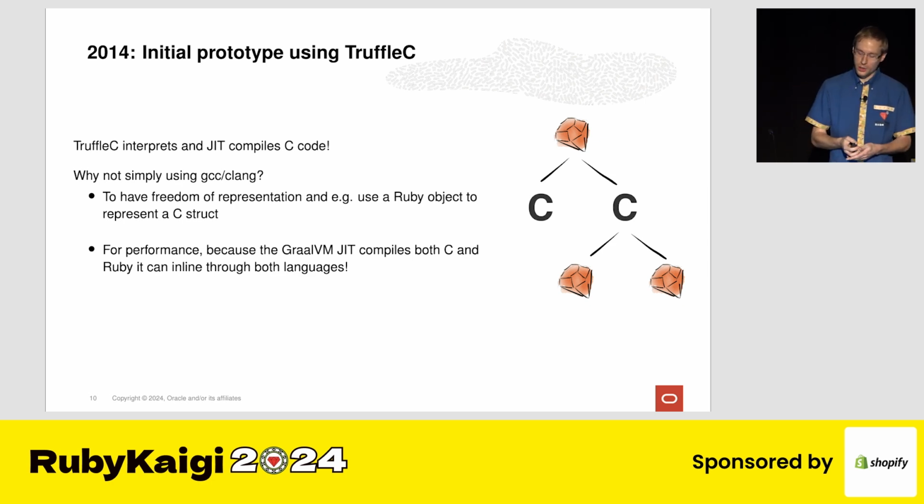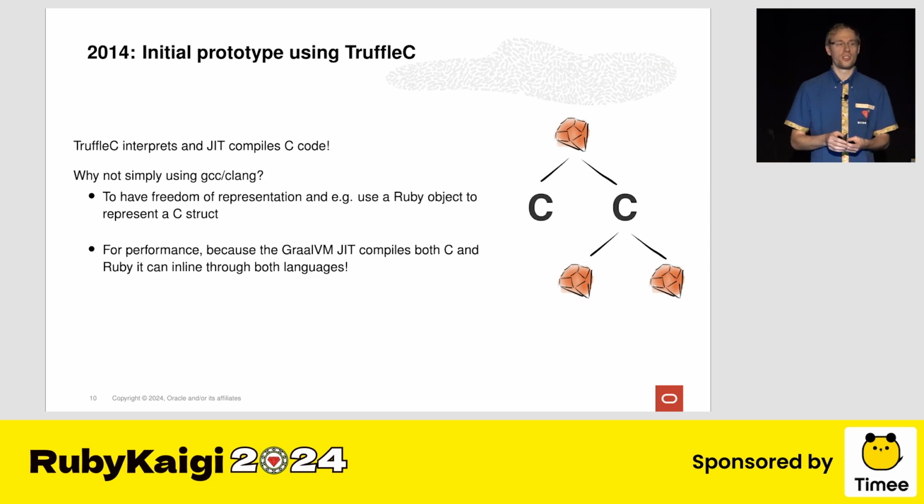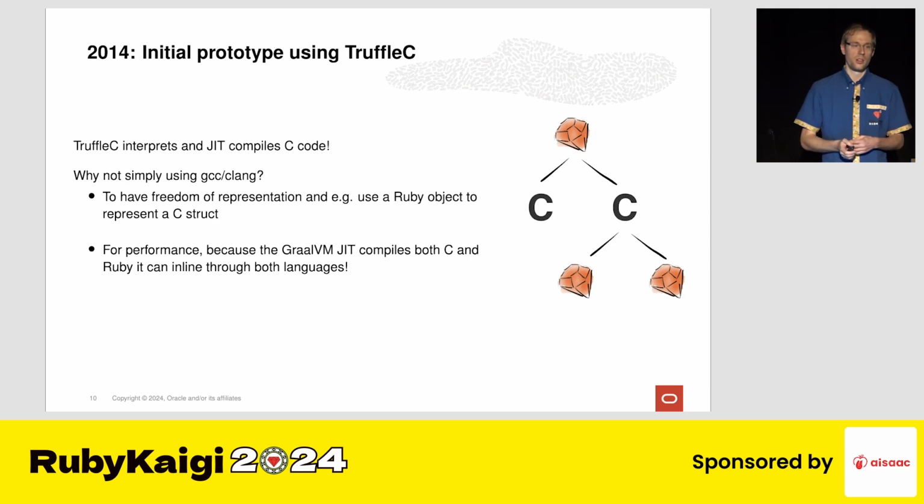But here I give the highlights on this slide, which is that we want to have more freedom of representation. For instance, we can represent a C struct by a Ruby object, which sounds quite unusual, right? With a C struct, it's just laid out in memory and that's it, and a Ruby object is something much more evolved, much more complicated, but we can do that. And the second reason, maybe surprisingly, is performance. Because the GraalVM JIT compiler can compile both C and Ruby together, it can inline through both languages. So when we JIT compile code, typically we think, okay, we JIT compile a Ruby method, but here we can compile a Ruby method that calls a C function that calls a Ruby method. And that's what's meant on this illustration.